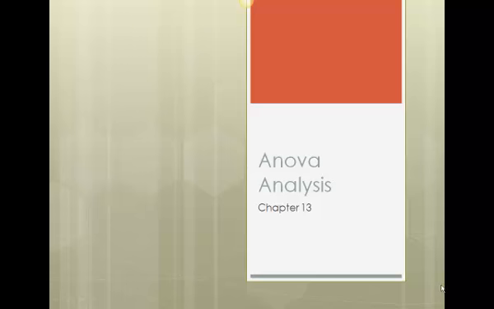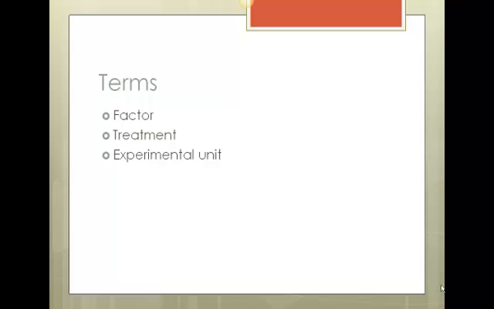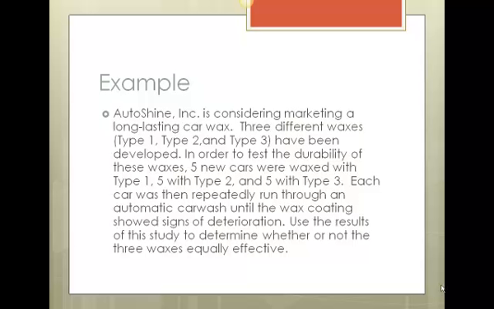This presentation will discuss ANOVA analysis, which can be found in your textbook in Chapter 13. A couple of basic terms involved in ANOVA analysis are factor, treatment, and experimental unit. A factor is like the independent variable that you're investigating. The treatments are the things that have an impact on the independent variable, and the experimental units are the observations that you select to test the treatment on the factor, or test the impact of the treatment on the factor.